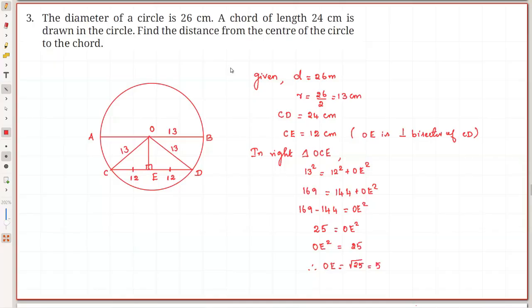They ask for the distance, right? They ask to find the distance from the center of the circle to the chord. This is 5 centimeter. OE is equal to 5 centimeter.